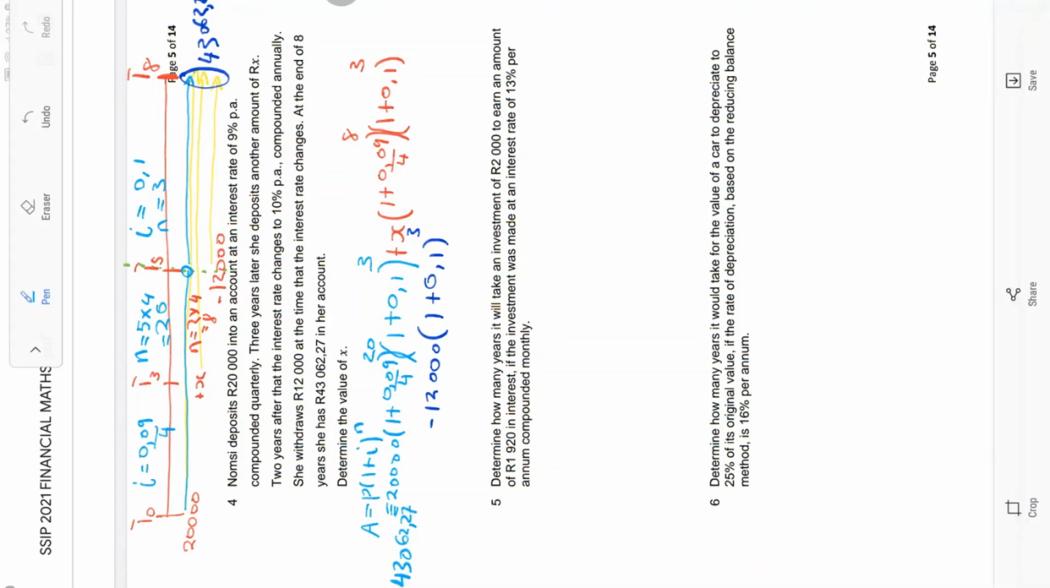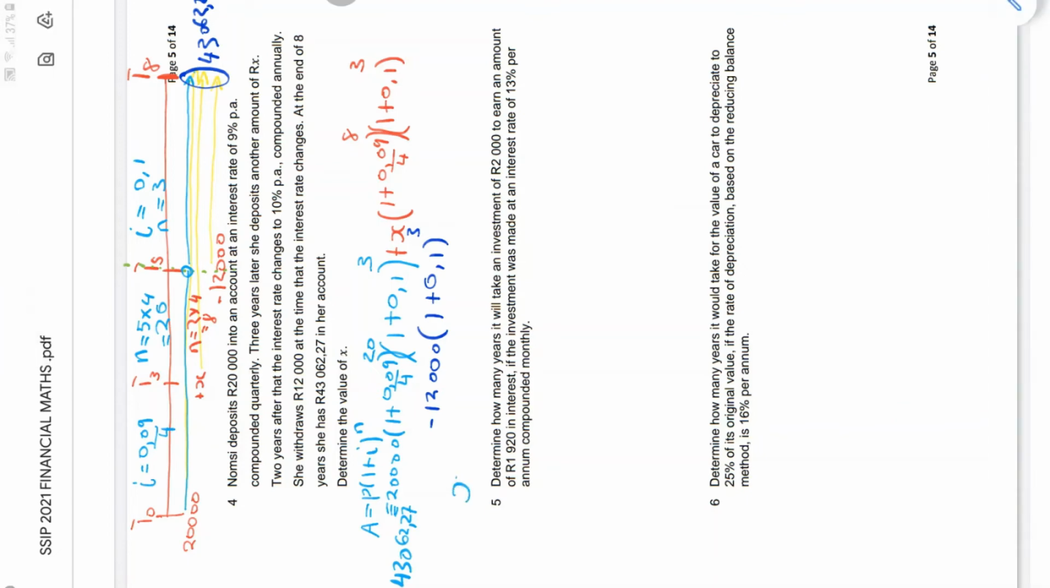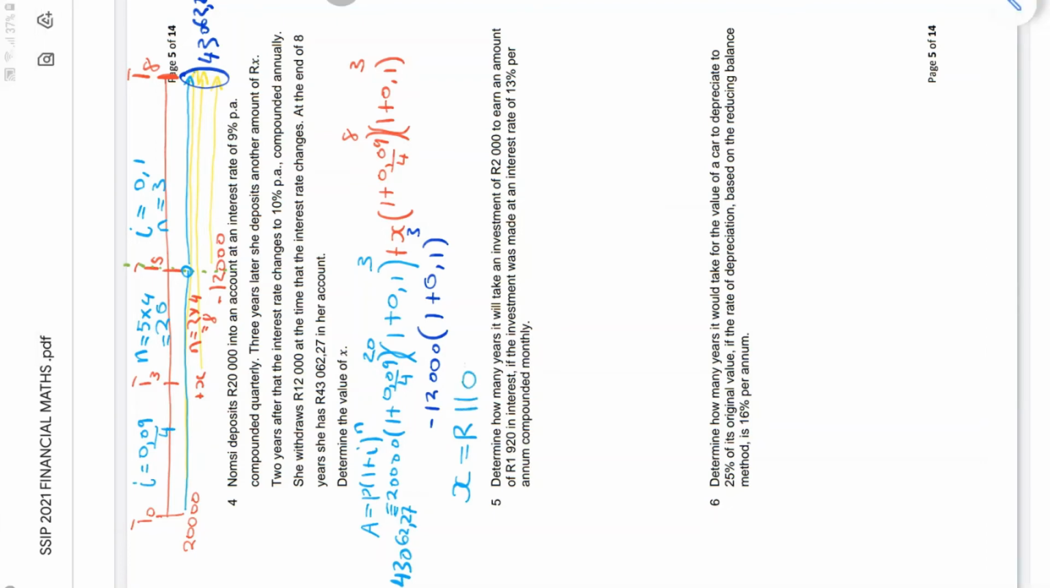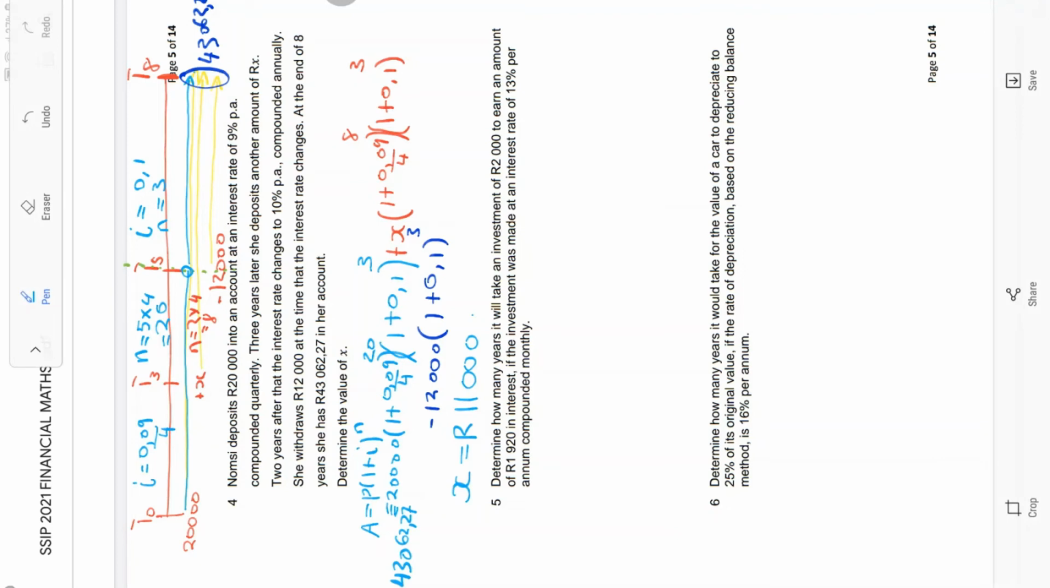So now you have to apply the algebra. But when you solve that, the value of x would actually be 11,000. Candidate, I trust that you are okay with algebra. But if you're struggling algebraically, we shall have another session on algebra. But now let me take you through what you're supposed to do.